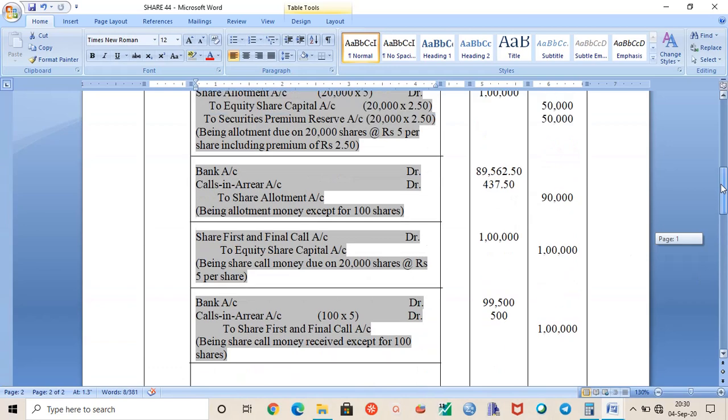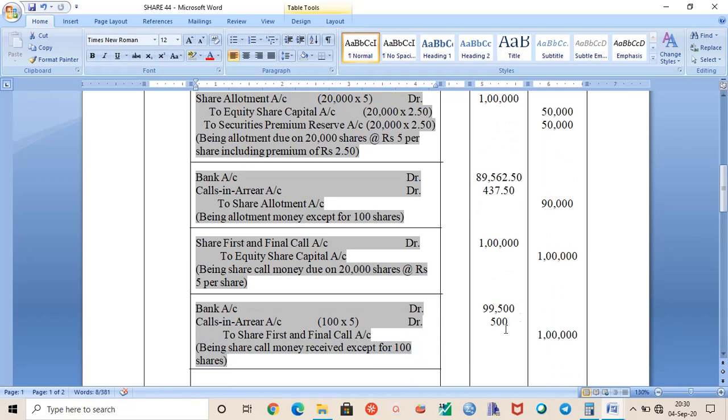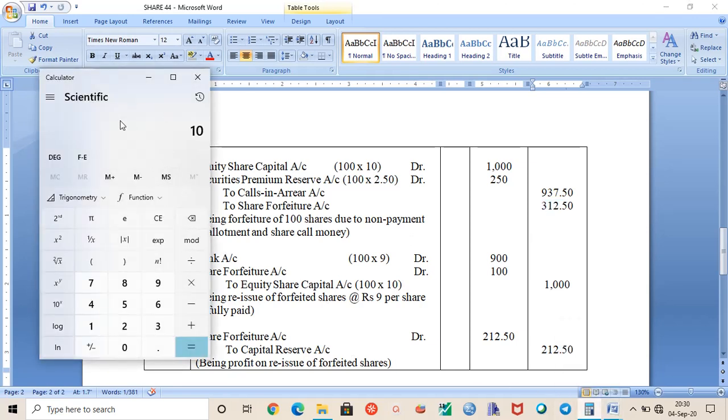Now calls in arrear is very simple. It will be just the addition of these two: 437.50 plus 500, which is 937.50. So 1000 plus 250 will be 1250, the total, minus 937.50 will be 312.50. This is the amount of share forfeiture. Again, let me tell you that this 312.50 involves the application money that has already been received on 100 shares into 2.50, plus that extra amount of money that you had already received.